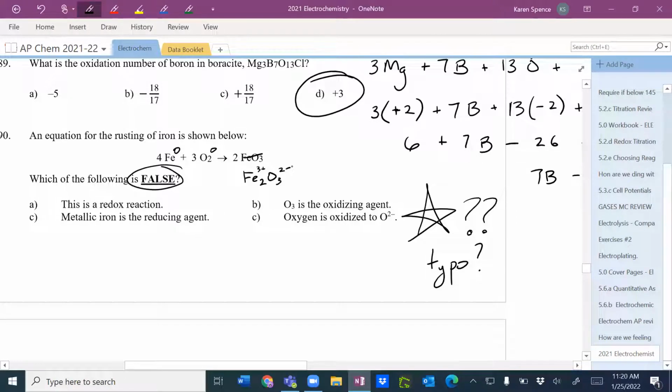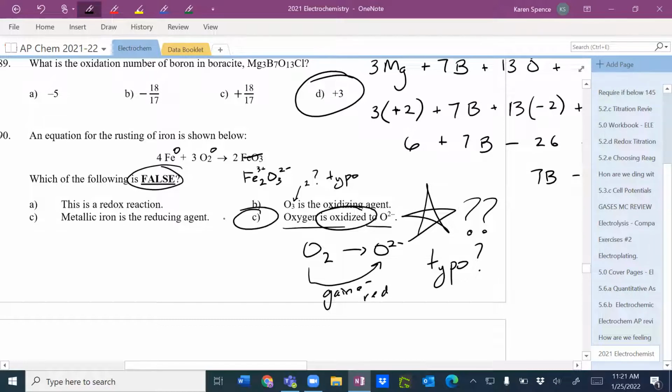O3 is the oxidizing agent. Maybe that should say O2. O2, typo. Because O3 is part of a compound, makes me unhappy. Oxygen is oxidized to O2 minus. We know that that one is false because when O2 goes to O2 minus, it has gained electrons, and therefore that is reduction, not oxidation. So C is false.